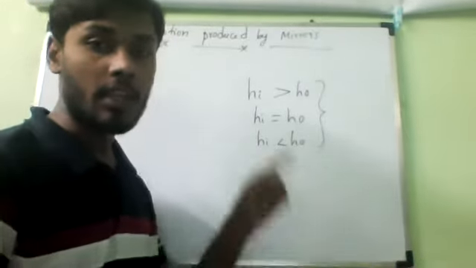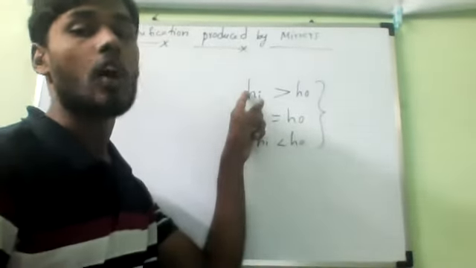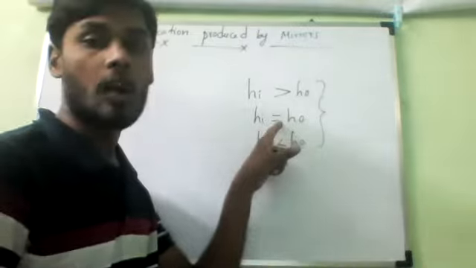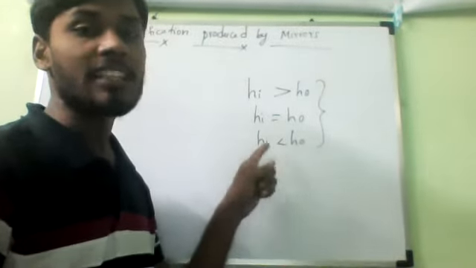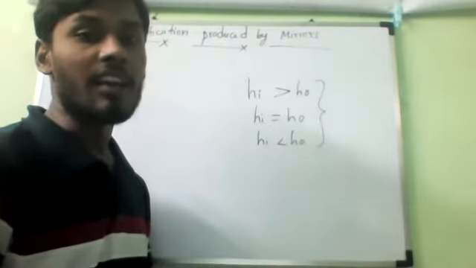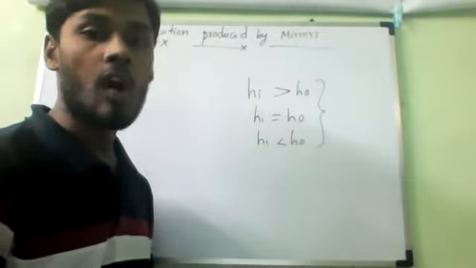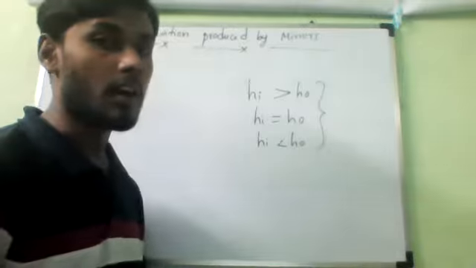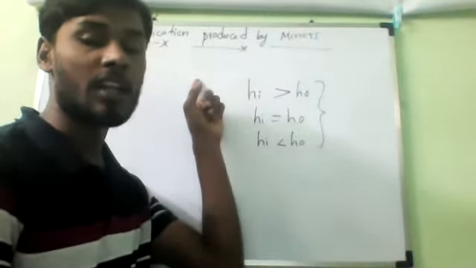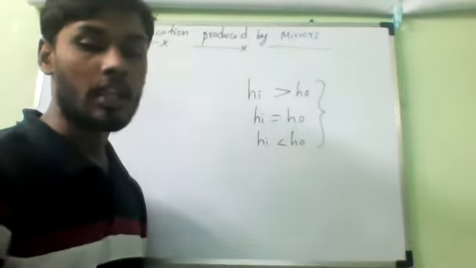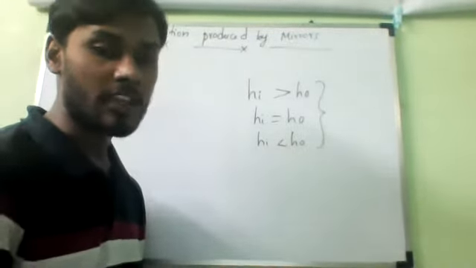Understand? So the image may be greater than, bigger than the object, or else equal to the object, or smaller than the object. So the size of the image related to the object is given by the linear magnification, how bigger it is or how smaller it is. That is known as linear magnification.